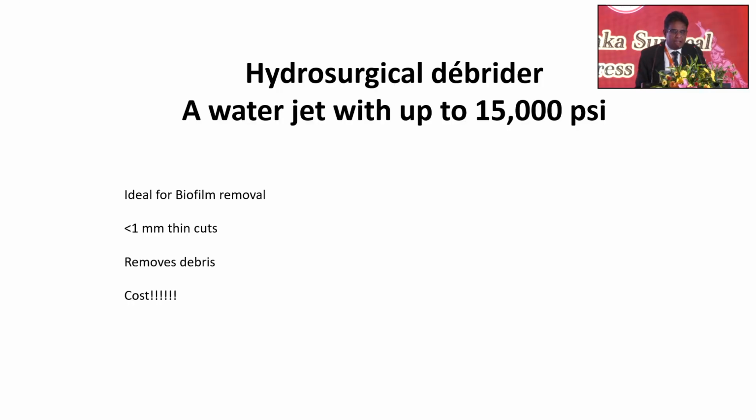How else can we debride? More recently, hydrosurgical debriders are available in practice. Ideal for biofilm removal. It can cut less than 1 millimeter thickness tissue. We don't have this. We have had demonstrations, equipment brought here, but it's really too expensive, definitely not for the public sector. Even the private sector, it's very expensive because you need to keep using it over and over again. It also removes the debris.